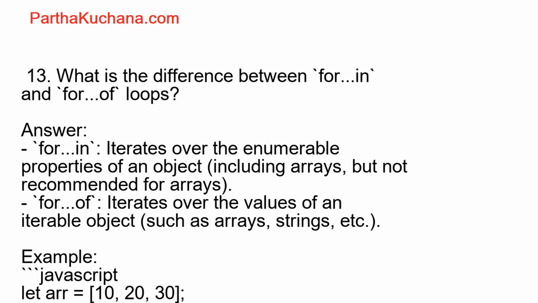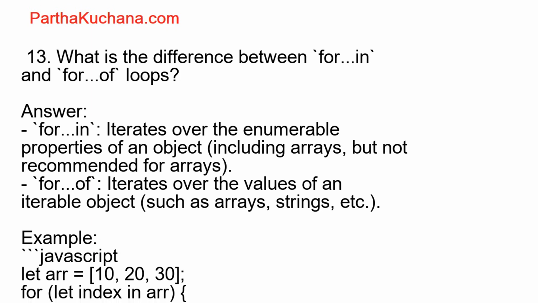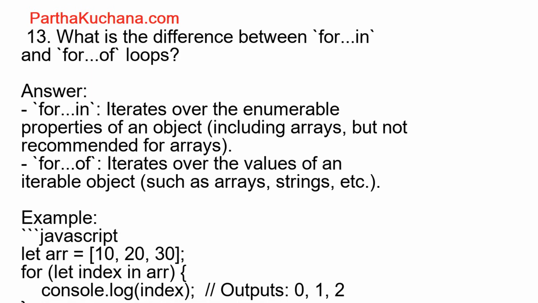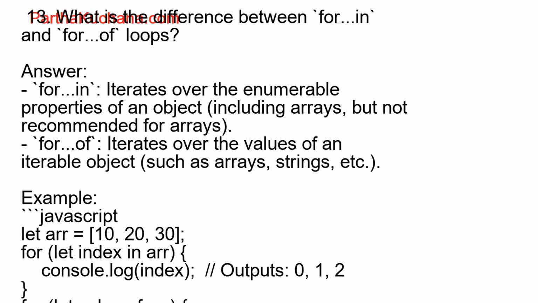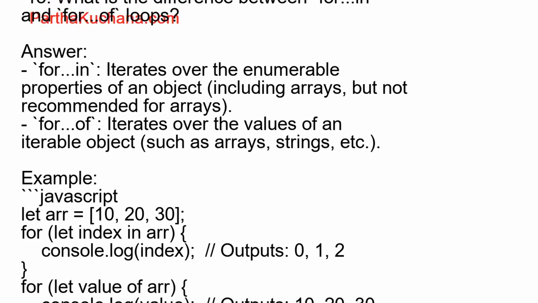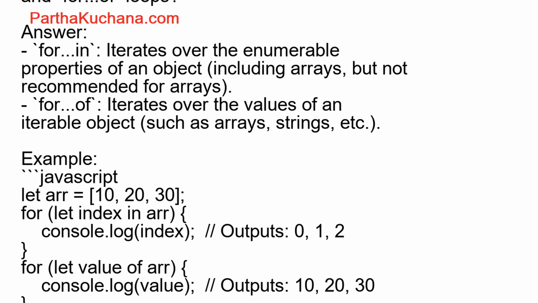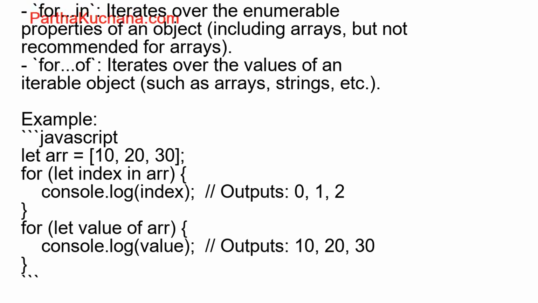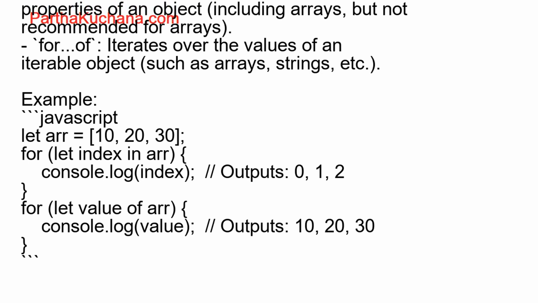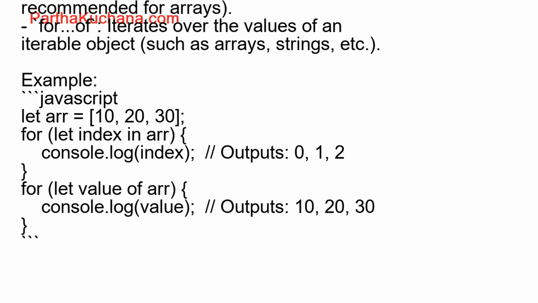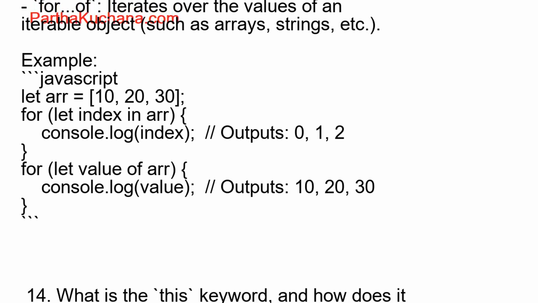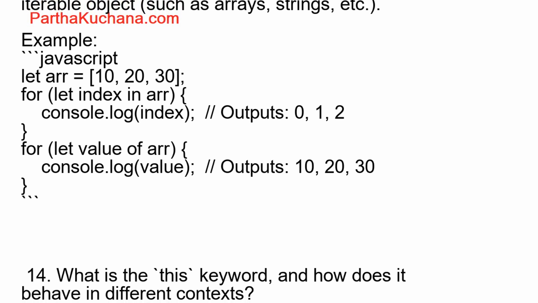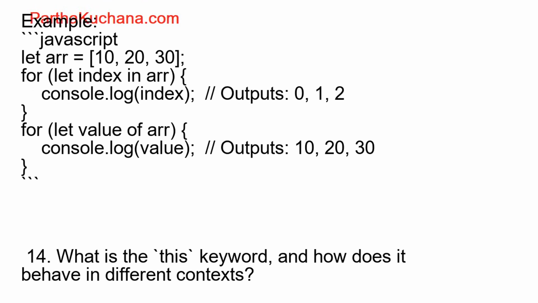14. What is the this keyword and how does it behave in different contexts? Answer: The this keyword refers to the object that is currently executing the function. Its value depends on how the function is called. Inside an object method, this refers to the object. In a regular function in non-strict mode, this refers to the global object. In strict mode or classes, this can be undefined.